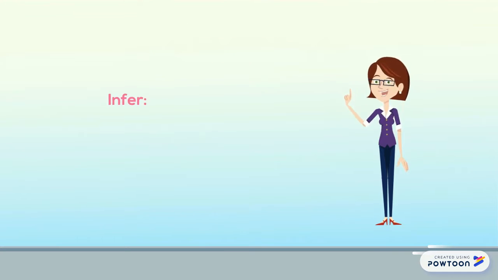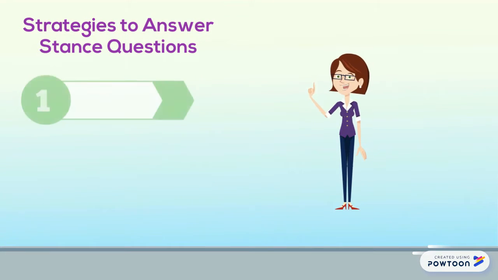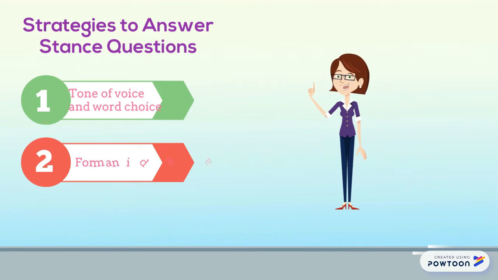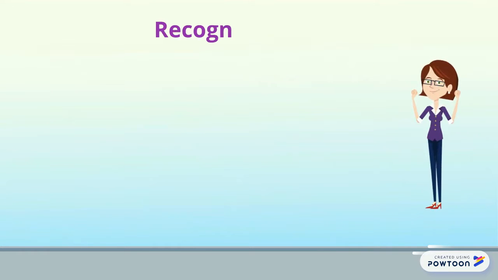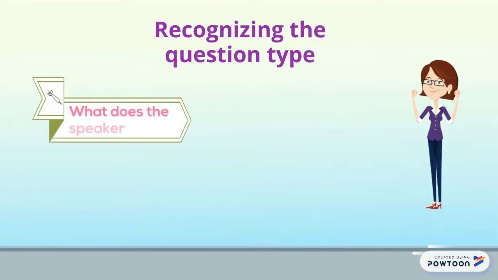You will have to infer the speaker's attitude from their tone of voice, choice of words, and the context of the conversation or lecture. To answer these questions, you have to listen for tone of voice and word choice. If a part of the passage is repeated, pay careful attention to it. Also, you have to form an idea about how the speaker feels based on the tone of voice, word choice, and context. You can recognize stance questions because they include phrases like, what does the speaker mean?